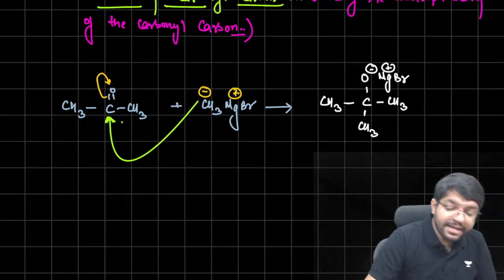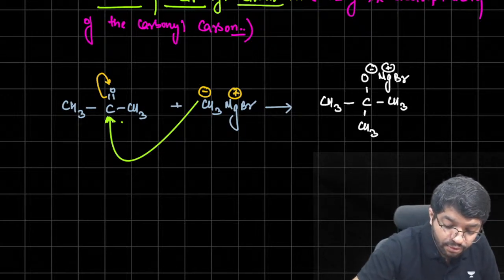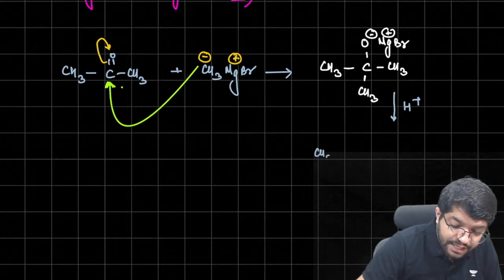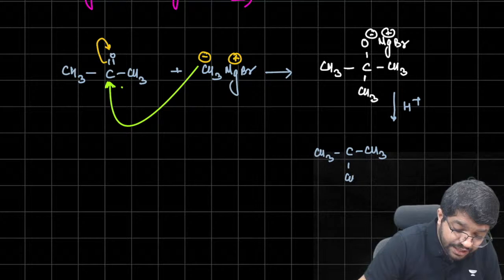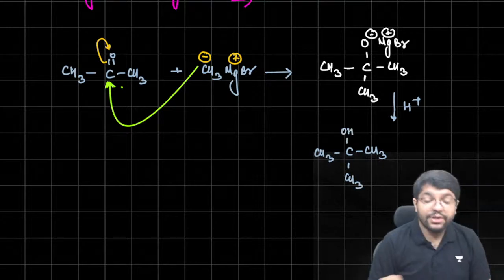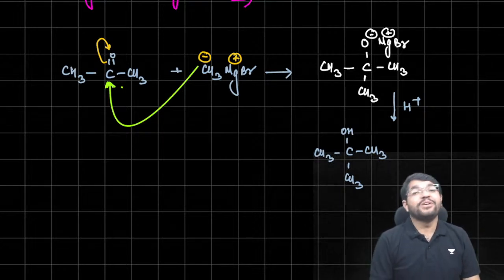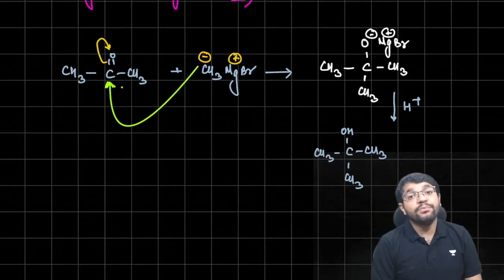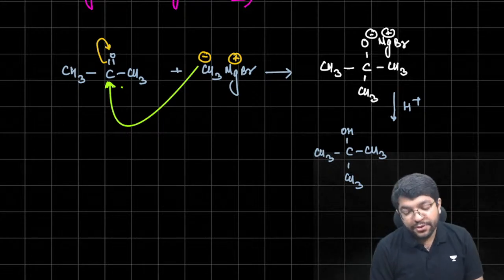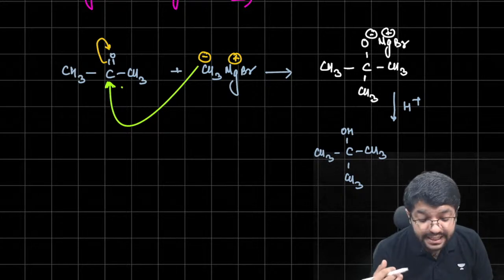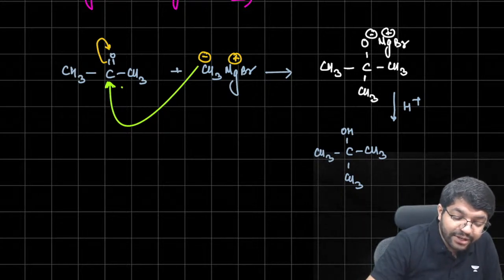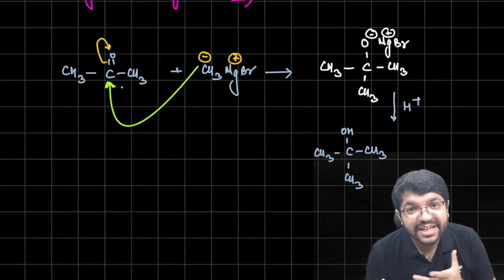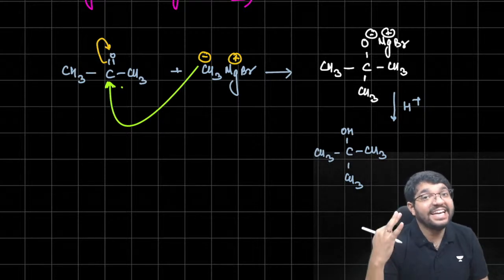Now this MgBr plus is a very good leaving group, and what do I tend to do? If I just put H plus, then this leaves, and what I tend to get is CH3, CH3, CH3 with an OH. And this is going to be my alcohol formation. Remember, this is most important. You see here, what happened actually is that my ketone, this was my ketone, on addition of Grignard gives you a 3-degree alcohol.